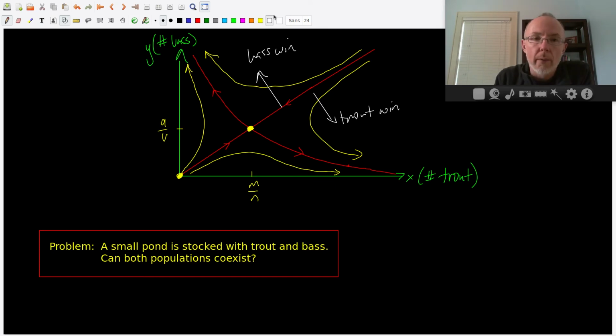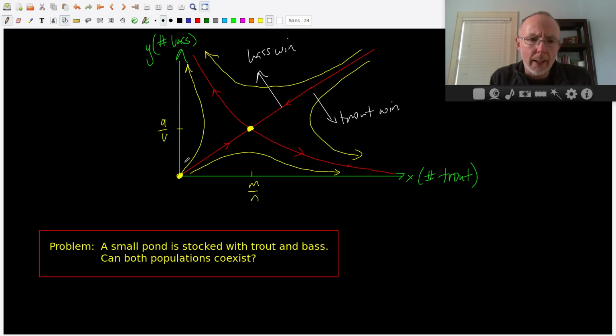And so there's no way here, unless you happen to start on this really special line here, or this really special line here, unless you start with those two lines and move directly into that equilibrium value at the center, unless you start there, there's no way to have both species coexist. Because on this whole side of the picture, the bass die out. And on this whole side of the picture, the trout die out.